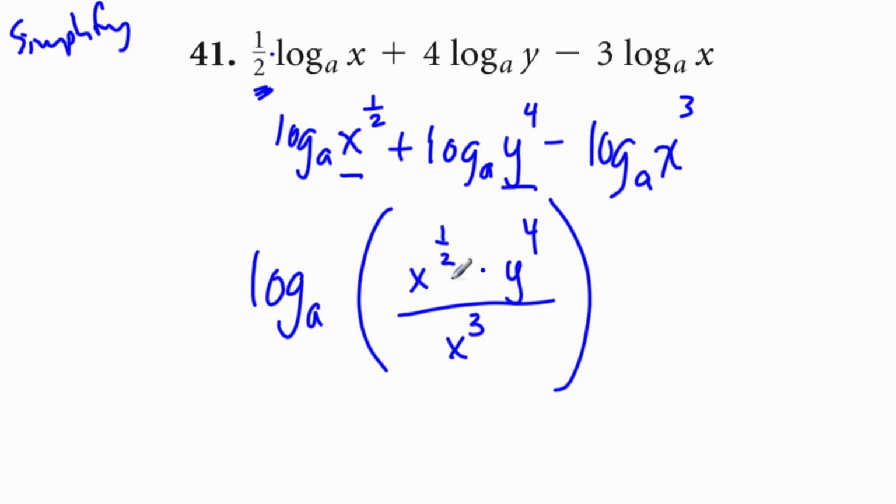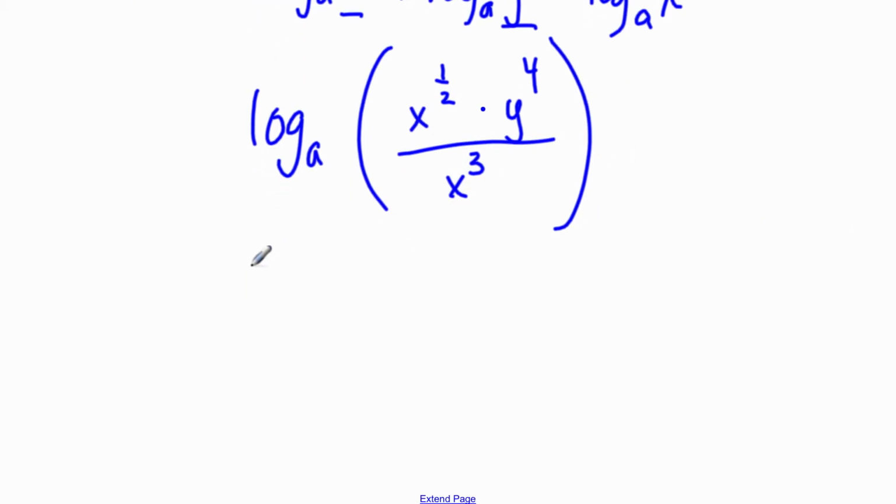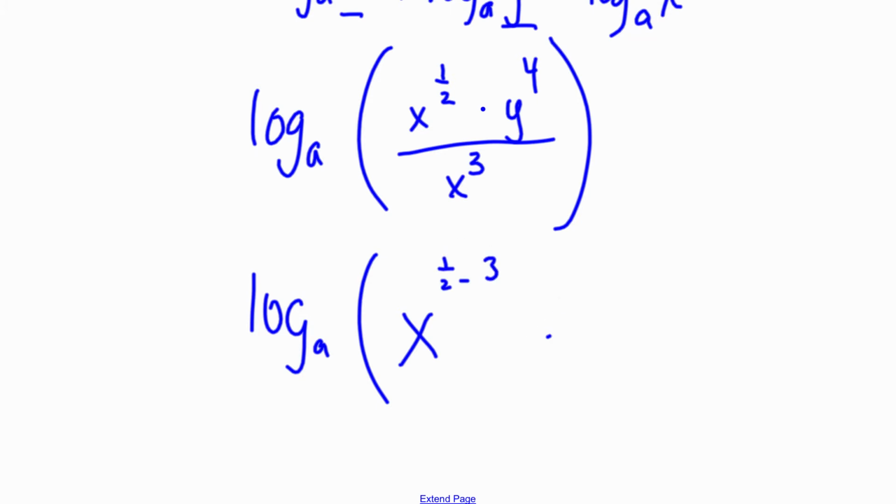Now, I can't multiply an x and a y because they're different bases, but these two x's I can do something with because they're the same base. So I could rewrite it as log base A of, this is the quotient rule of exponents, dividing common bases, subtract their exponents. So I'd have x to the 1/2 minus 3 times y to the 4th.